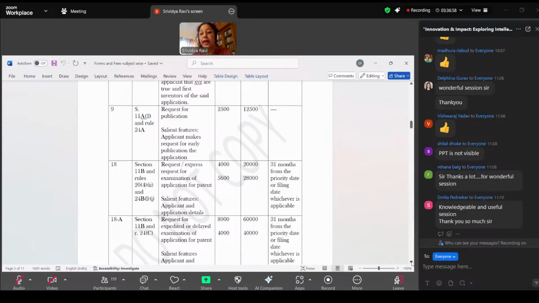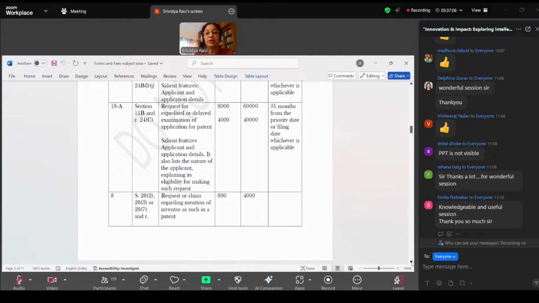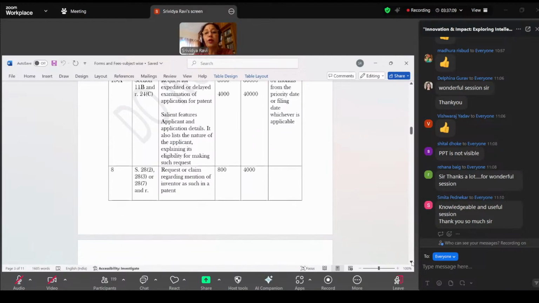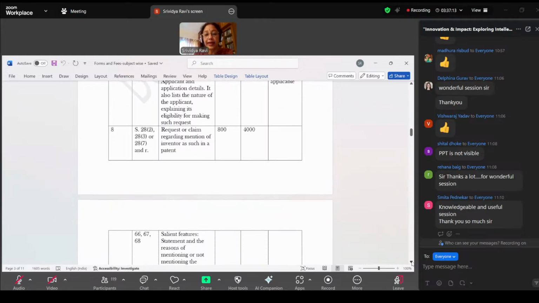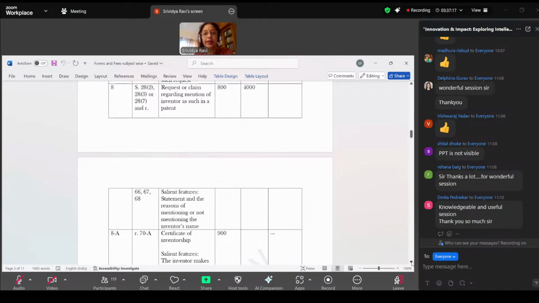If you want to delay your patent examination, you don't want to expedite it, there is a Form 18A for that. So you have both the provisions available. And then you have Form 8 and Form 8A. Now, these are very interesting forms. These have been very recently introduced by the Patent Office.